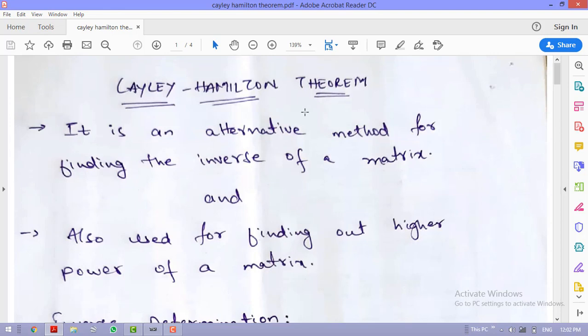The Cayley-Hamilton theorem is actually used to find the inverse of a matrix, like what I wrote here in the first point. It is an alternative method for finding the inverse of a matrix, and it is also used for finding the higher power of a matrix. Suppose you have a matrix A which is 1, 2, 3, 4, and you are asked to find A power 5, then by using the Cayley-Hamilton theorem you can find that very easily.